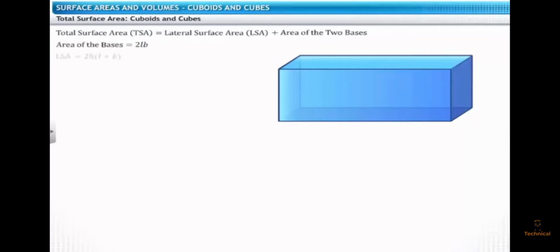We have already derived the formula to calculate the lateral surface area. We'll now substitute these in the equation and simplify it. Please take note of the simplification steps displayed on the screen.